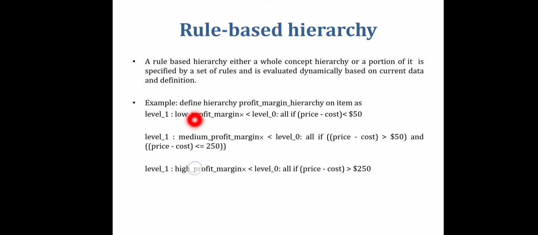With that, the low profit margin is when your price cost is less than $50. The medium profit margin is when your price cost is between $50 and $250, and the profit margin is high whenever the price cost is greater than $250. So in this way we can apply rules here. We have applied a set of rules, some definition, to create such a hierarchy. So in this way we are creating a hierarchy from level 1 to level 0, right? So this is nothing but a rule based hierarchy. So this is the concept we have seen here.